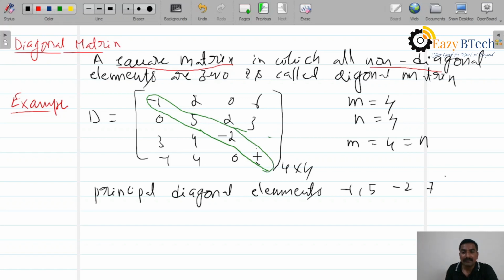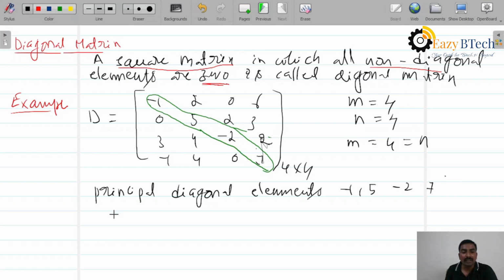See, if you observe here, the principal diagonal is -1, 5, -2, 7. These are the principal diagonal elements. The remaining elements, which are below and above the principal diagonal, are called the non-diagonal elements. These non-diagonal elements must be 0, but here they are not equal to 0.